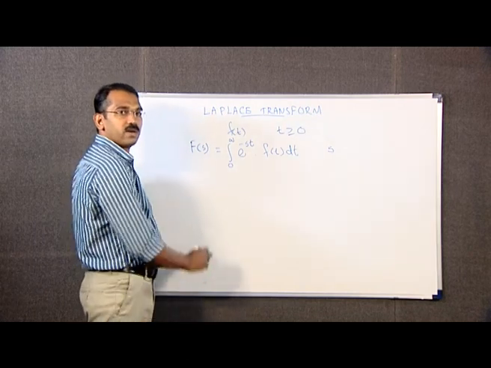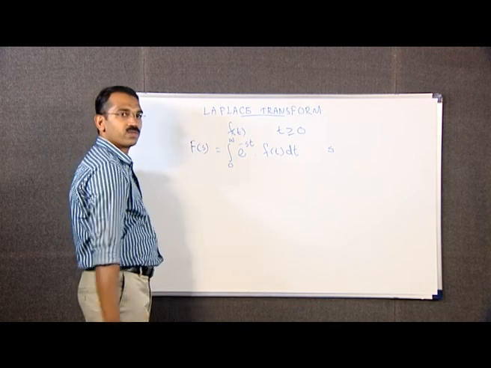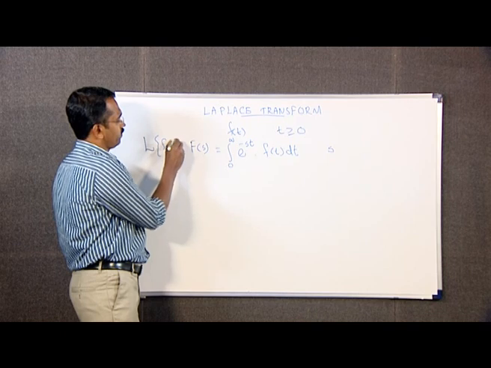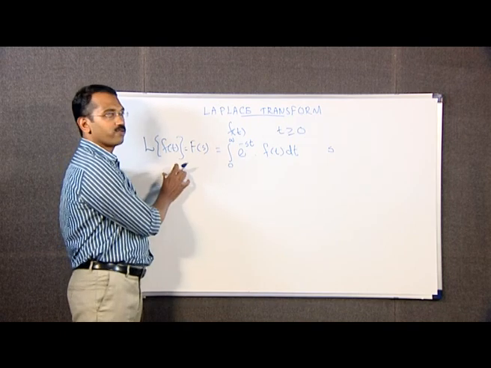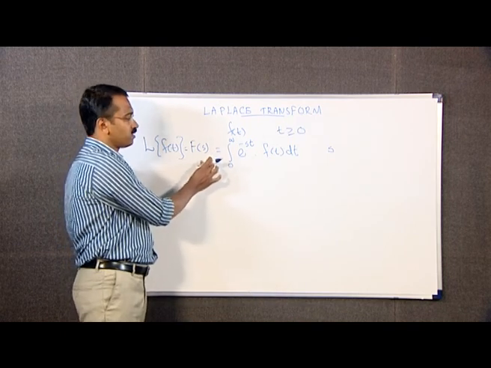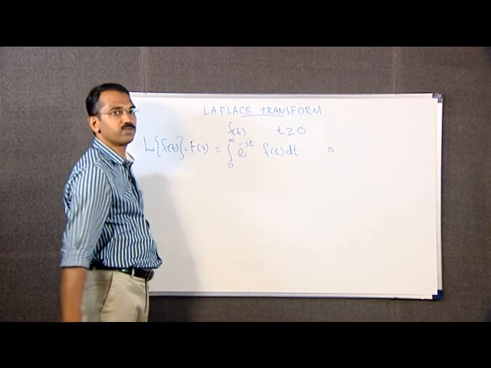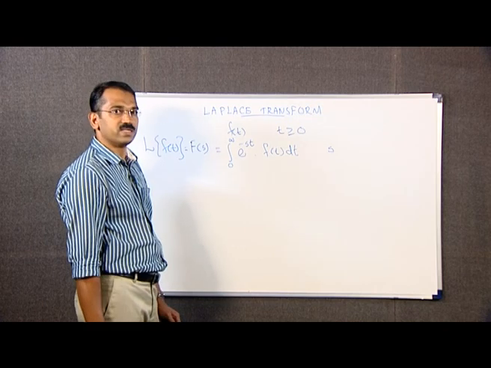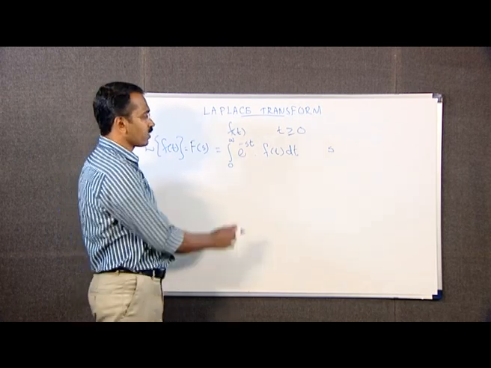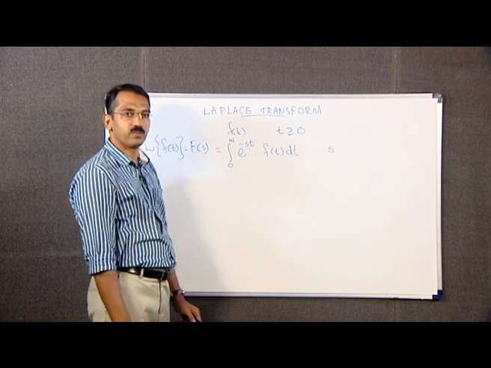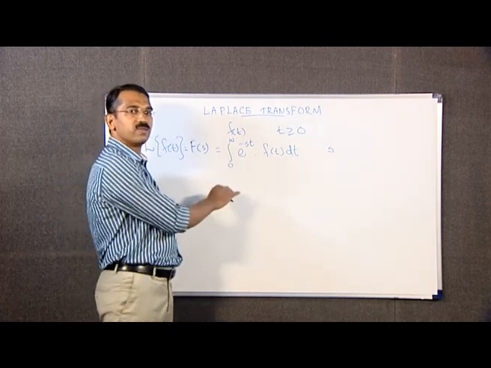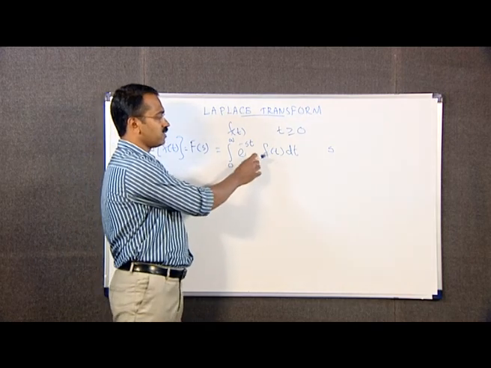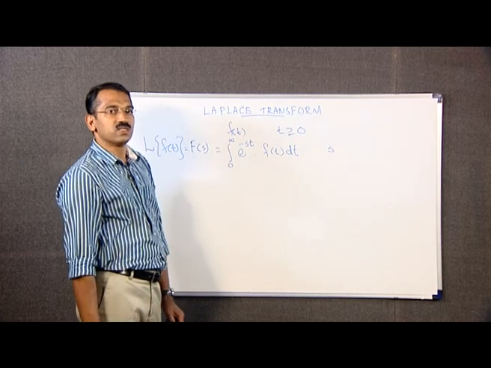To denote the Laplace transform of f of t, we write L of f of t. That is, L of f of t equals a function in s, which is equal to the integral from 0 to infinity of e raised to minus st f of t dt. As this integral is an improper integral, restrictions may need to be placed on s to ensure that the integral does not diverge, which is the condition.